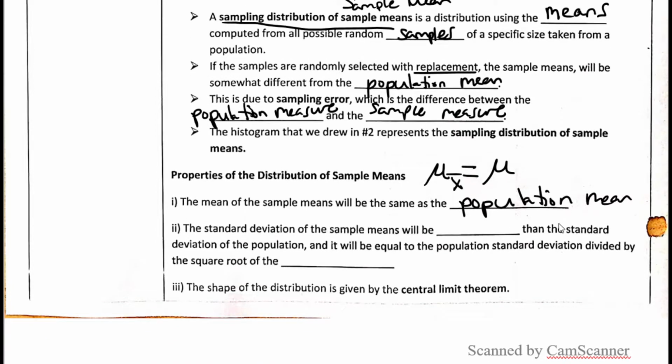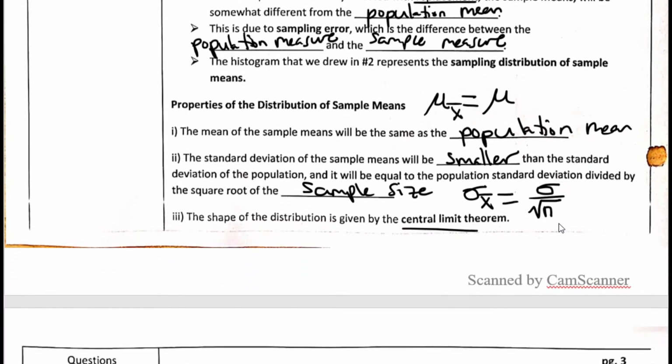The standard deviation we said will be smaller. That's what we found out earlier. So it'll be smaller than the standard deviation of the population, and it'll be equal to the population standard deviation divided by the square root of the sample size. And then the shape of the distribution is given by the central limit theorem. So let's go ahead and discuss that.